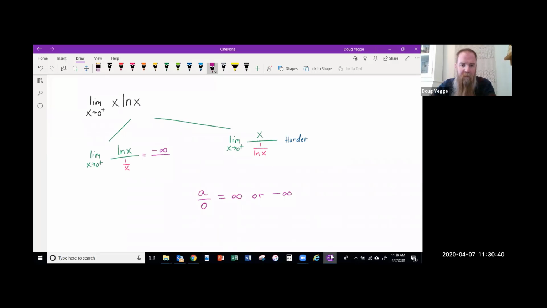Okay. Well, that must mean that this one right here is going to be negative infinity over infinity, which is indeterminate form. That's why we're allowed to use L'Hopital's rule in the first place. So we're going to demonstrate that we're about to use L'Hopital's rule.